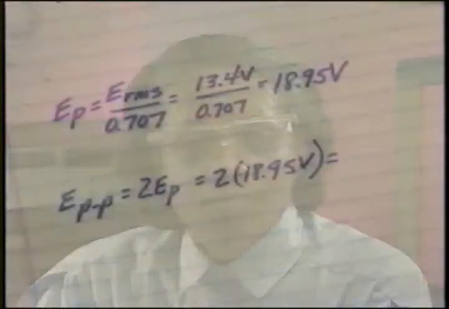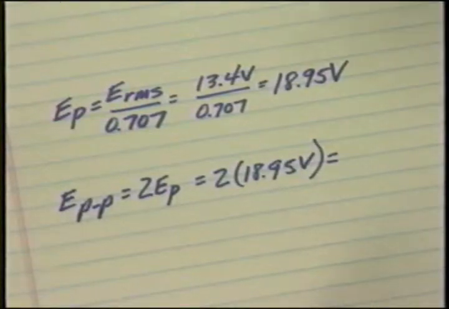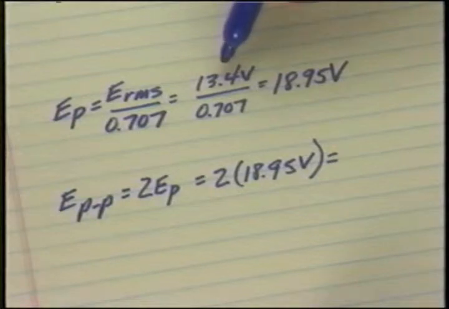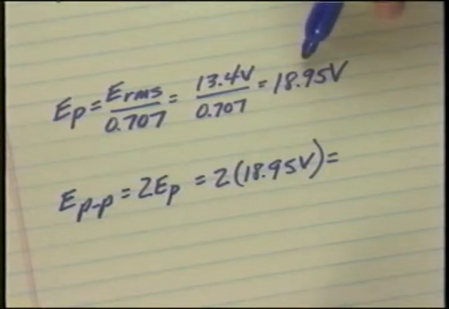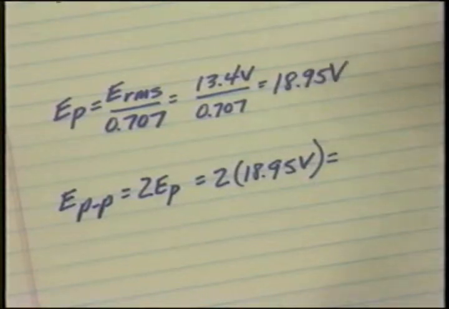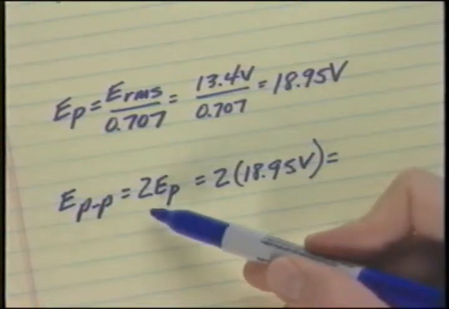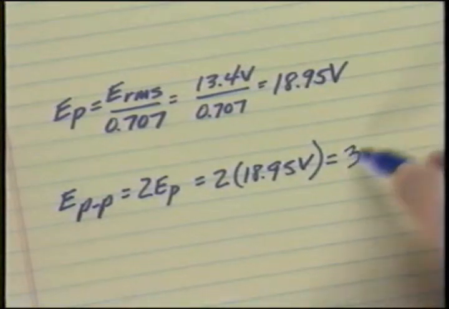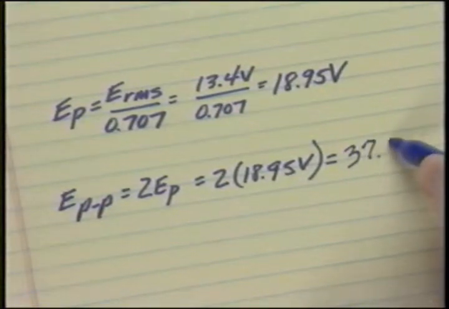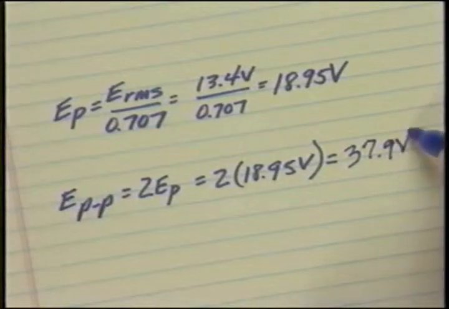Let's check the peak-to-peak value by using the voltmeter readings. First, convert the original RMS value to peak. 13.4 volts divided by 0.707 equals 18.95 volts peak. Now double the peak value to find peak-to-peak, which is 37.9 volts, or about 38 volts. Stop the tape and review this section again if you have any questions.